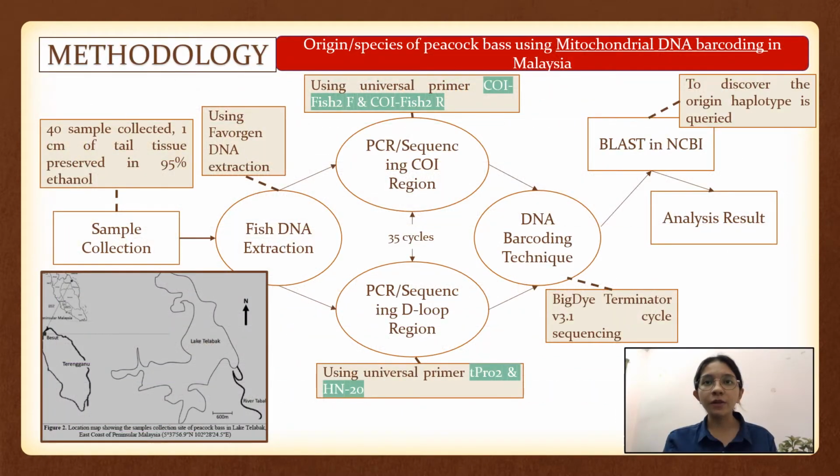The method used to identify peacock bass species is mitochondrial DNA barcoding. The process starts from sample collection. Second is DNA extraction. Third is PCR, using the CO1 and D-loop regions, where CO1 uses the CO1 fish forward and reverse primers, while D-loop uses T-Pro2 and HN20 primers. Then the PCR result undergoes DNA sequencing to obtain the sequence, where BLAST in NCBI is used to identify the species.